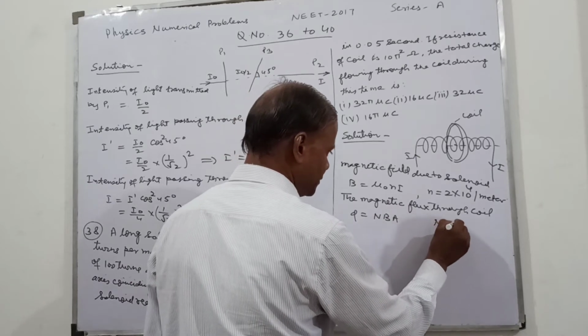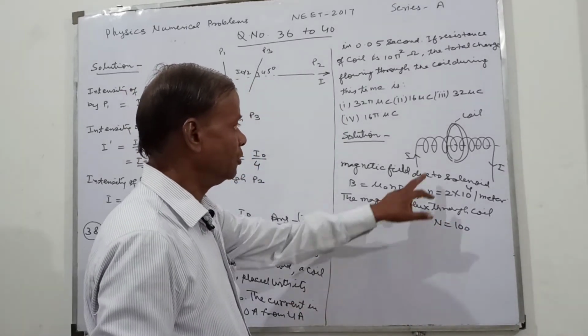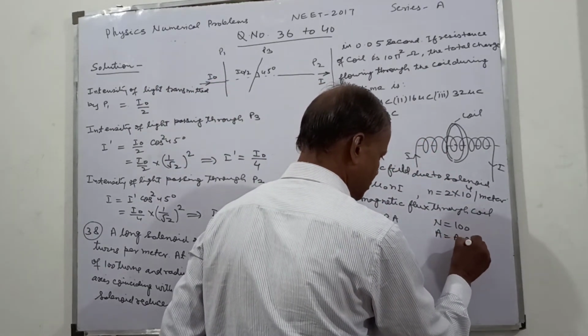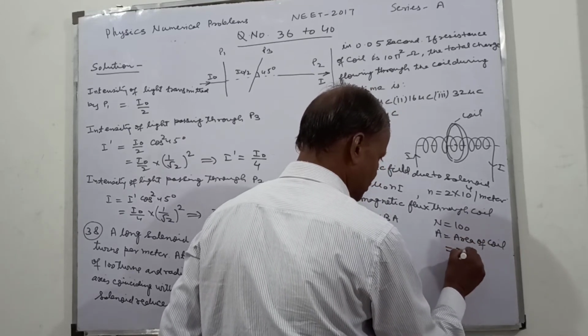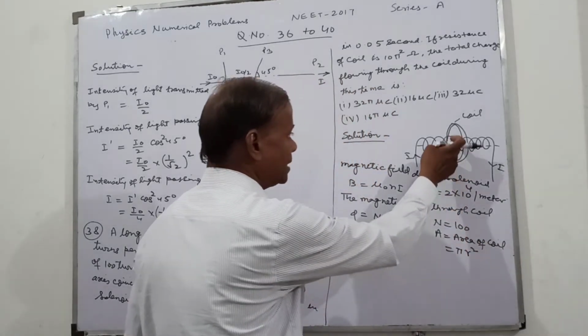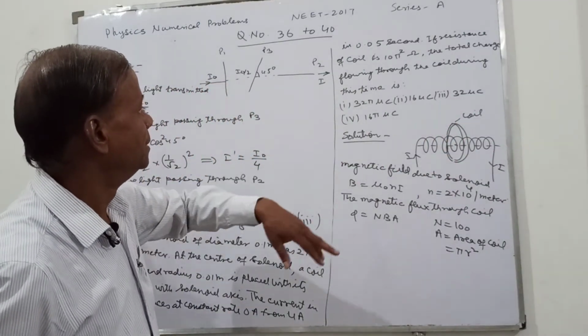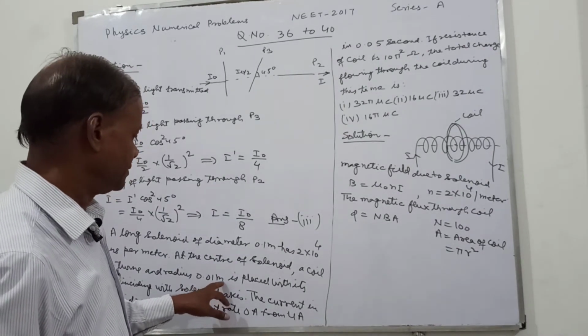Now here N is given to be 100. A is the area of the coil. So this A equals the area of the coil, and this is now your pi r square. Here the radius r of this coil is given to us, that is 0.01 meter. This is given to us.